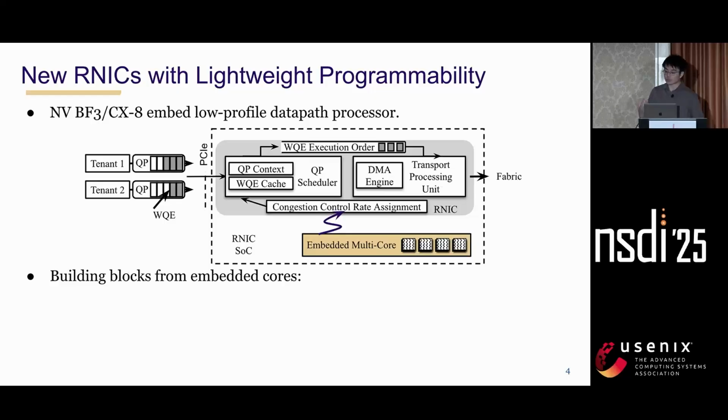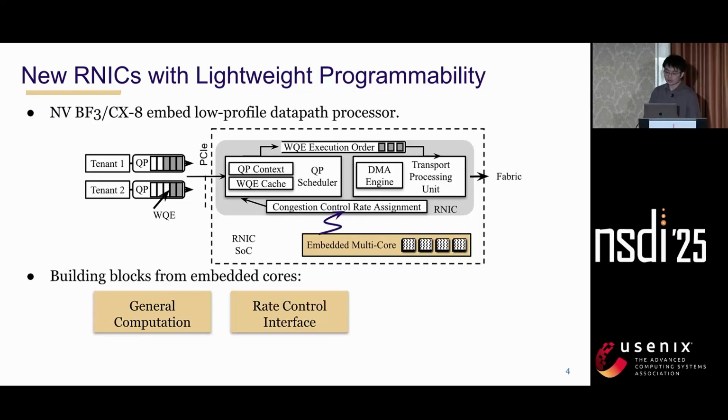With the embedded processor, we have some building blocks. First one is general computation. We can use software to express control logic. Secondly, there is a rate control interface. The processor has APIs to set the rate for each QP. Also, the embedded processor can receive some signals from the RDMA NIC. For example, the RDMA NIC will report ECN marking to the embedded processor.